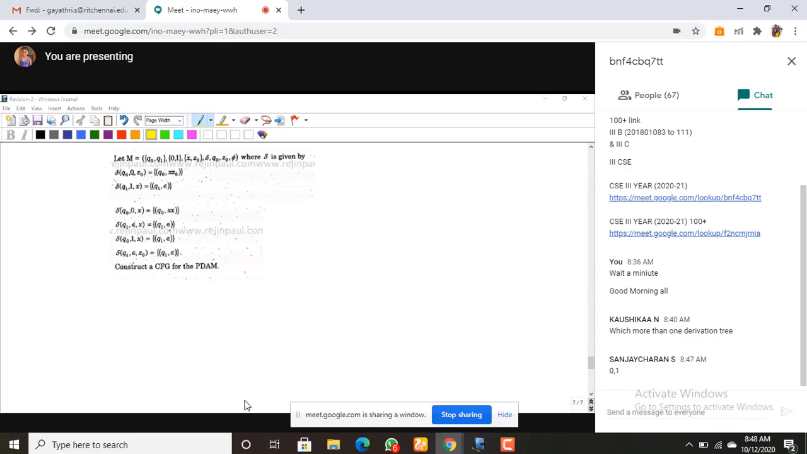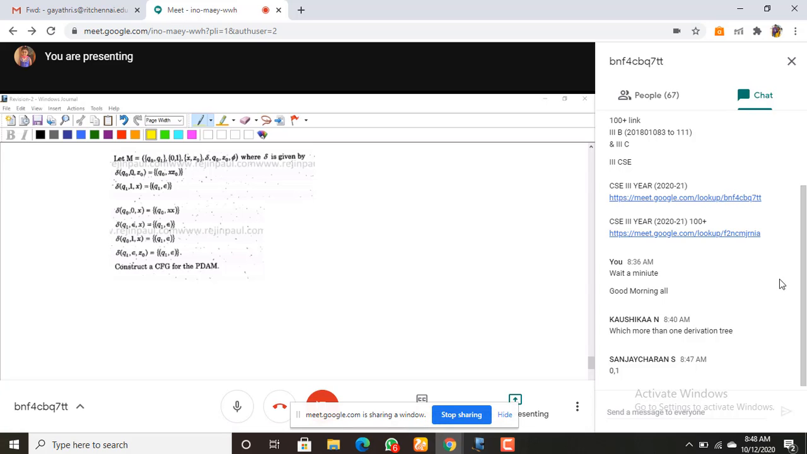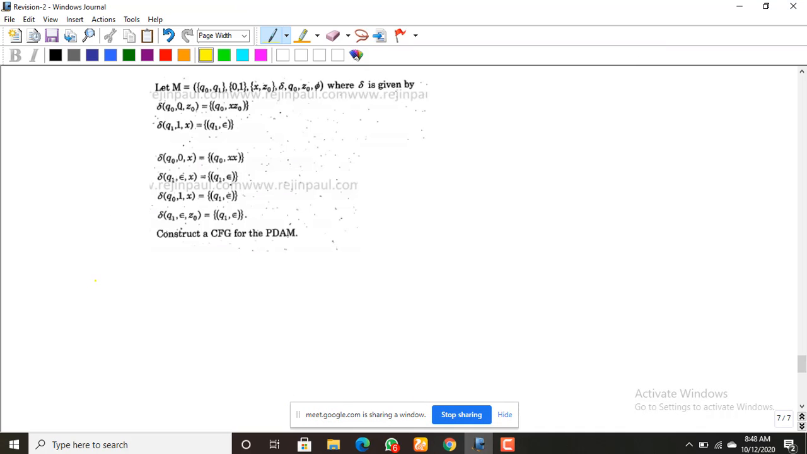Sometimes they give a transition diagram for the pushdown automata as input and ask you to construct the context-free grammar, but that is the least probable one. The most probable one is that they give the instantaneous description of the pushdown automata as input. Okay, it will be easy for you to make the conversion. So, solution.